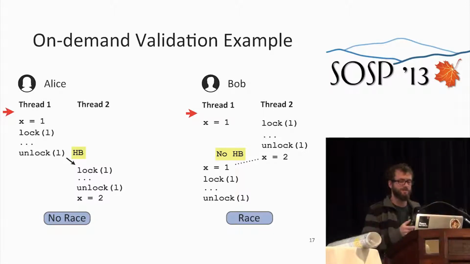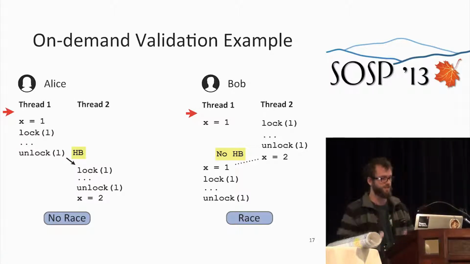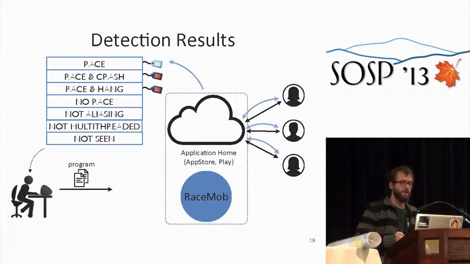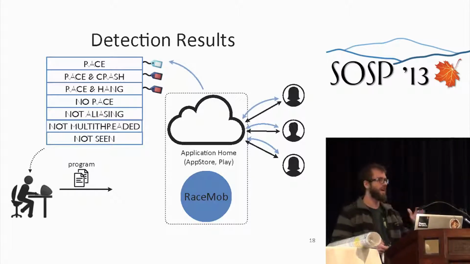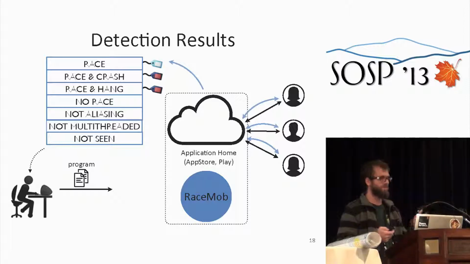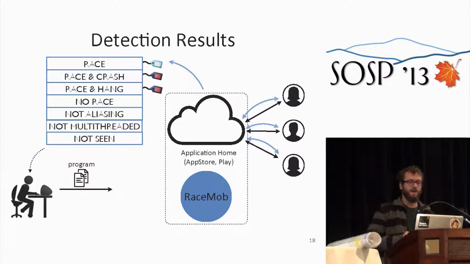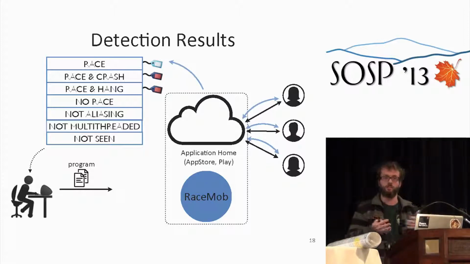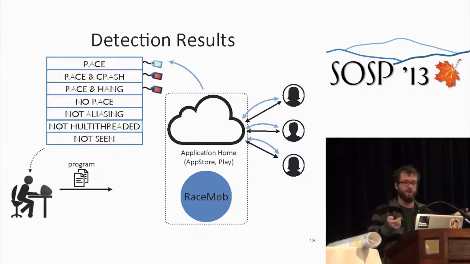Finally, RaceMob gathers the results, and since one user saw an execution with a data race, RaceMob tags the potential data race as an actual data race. So users report these validation results to RaceMob, and RaceMob processes the various reports that arrive from the users to tag each potential data race. If any user encounters a data race, then RaceMob simply tags this as a data race. And if any user encounters a crash that's associated with a data race, then the data race is tagged as causing a crash, and similarly for a hang.